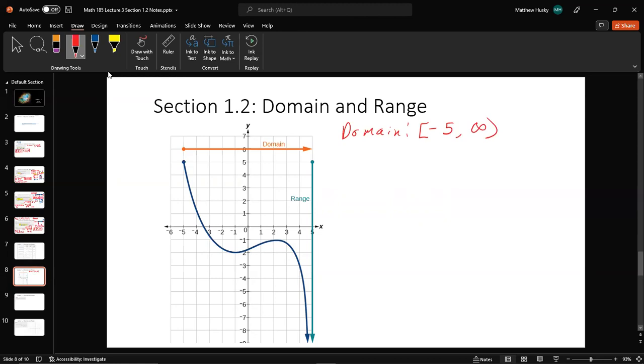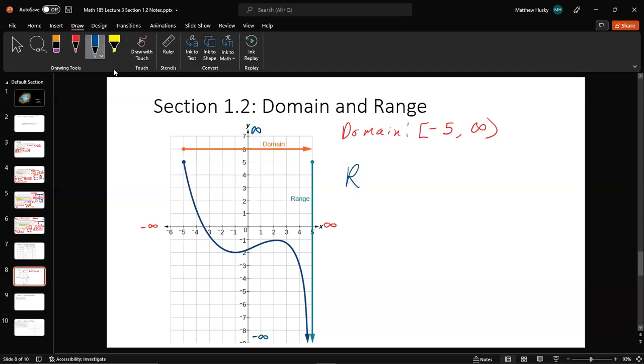The range is the possible y values, which is another way of saying how high up or down does it go. So this would be like negative infinity for the x's. This would be positive infinity for the x's. For the y's, this would be negative infinity down here. This would be positive infinity up here.